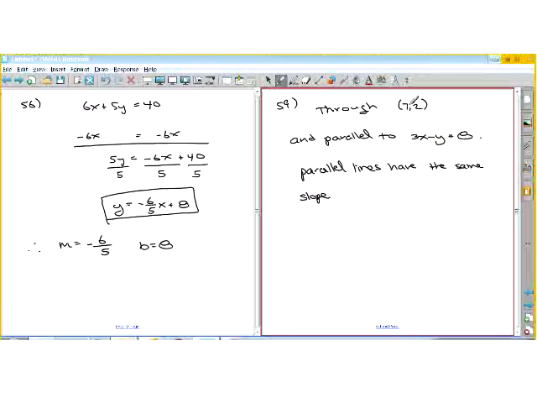So if I can find the slope of this equation, then I can say the slope of this equation is the same as the slope of that equation. And the rest is like we did in a couple of other problems.